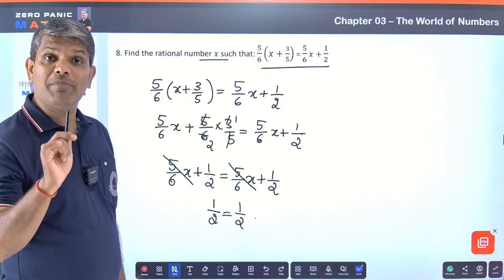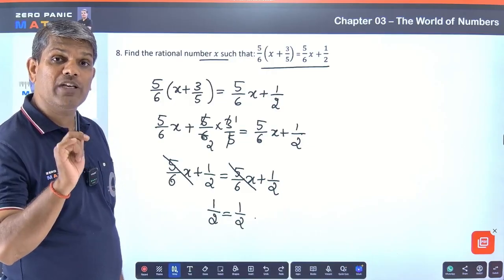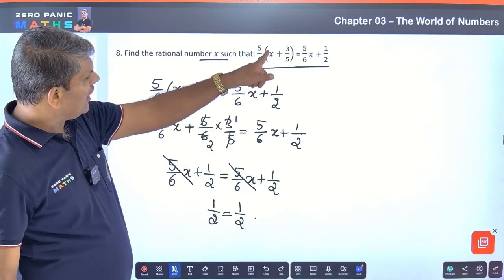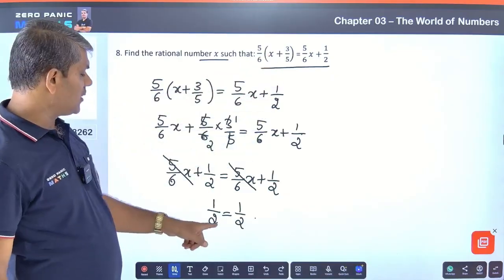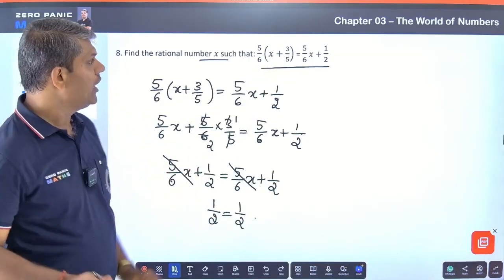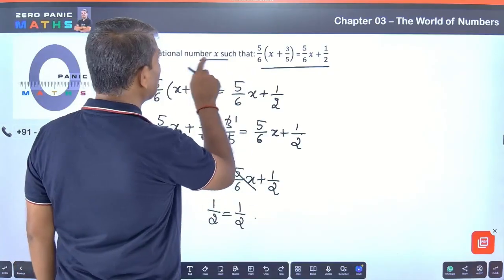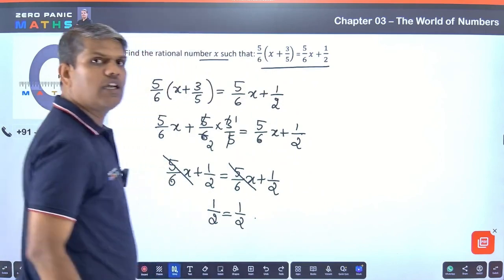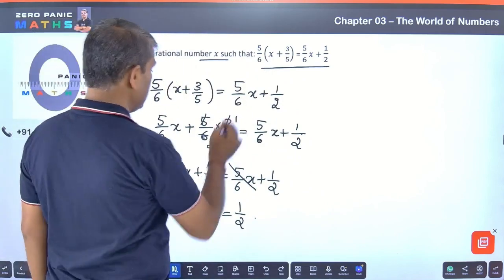So what do you mean by this? Listen to me carefully. When you get such a result, it means that for any given value of x, this equation is going to be true. You getting my point? Okay, you put any value, any rational value to x, you are going to get this as equal only.